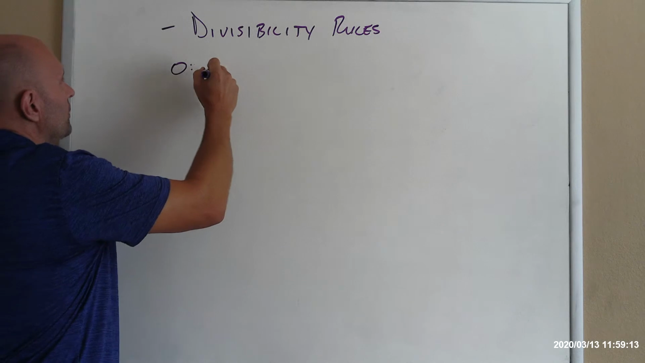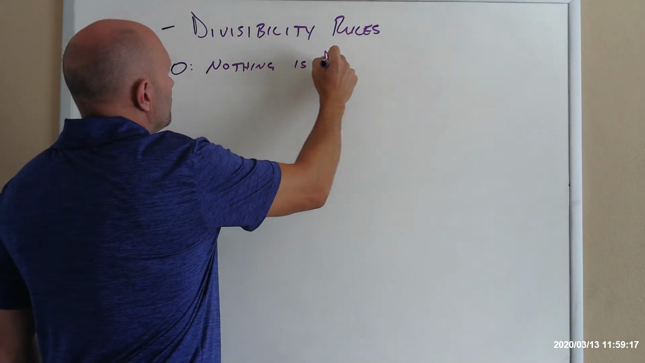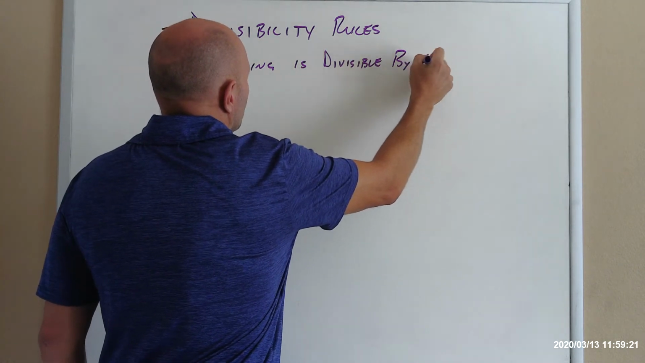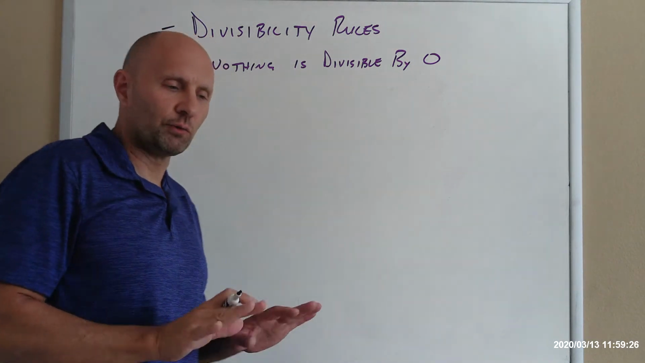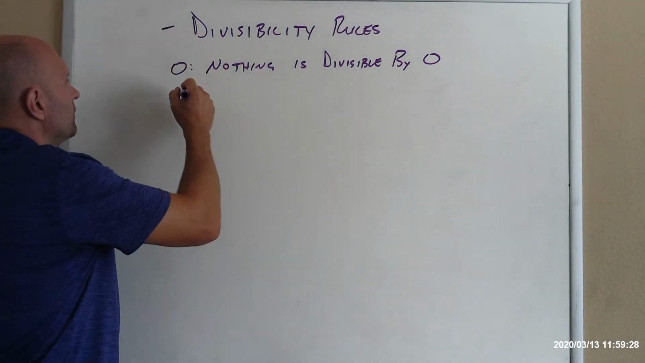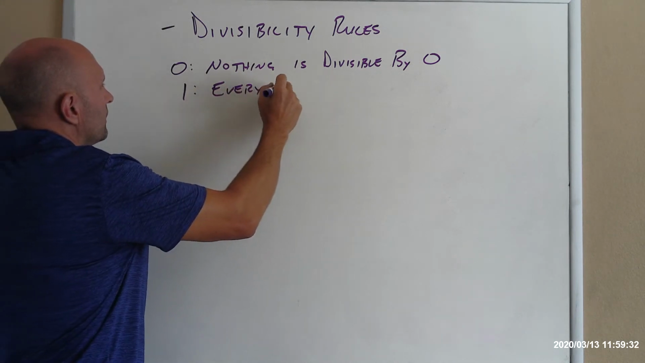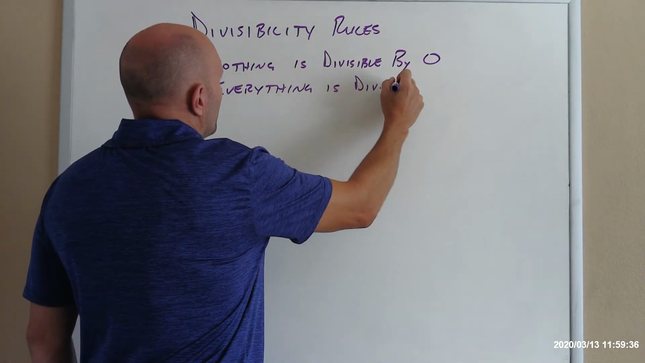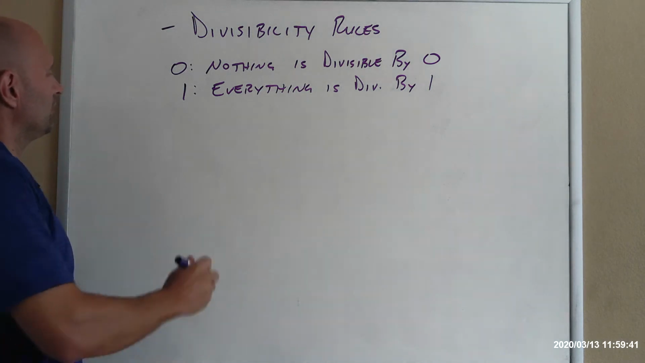So first, nothing is divisible by 0. We never divide by 0. That causes a situation we call undefined. So we don't want that. We don't divide by 0. And 1, of course, everything is divisible by 1. So now let's get into the rest of the numbers.